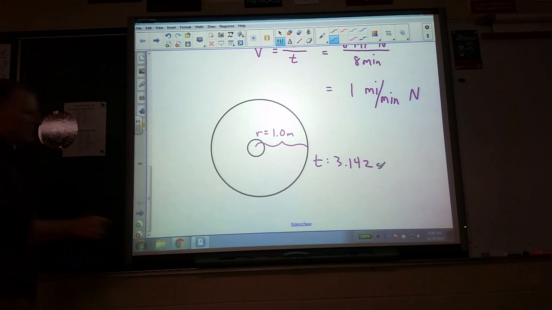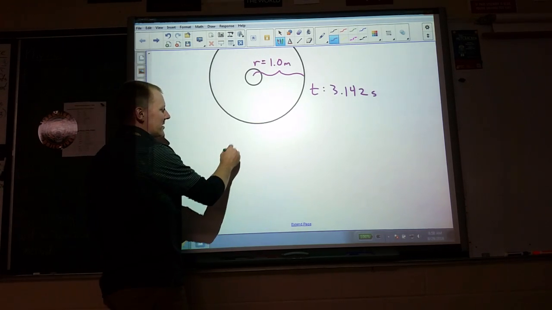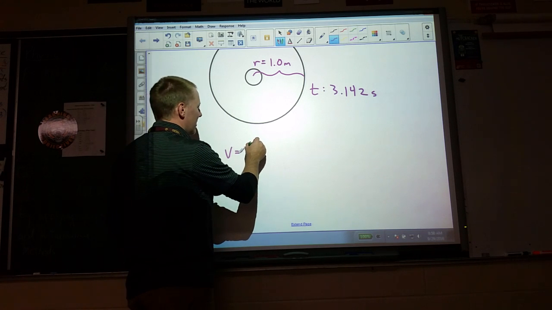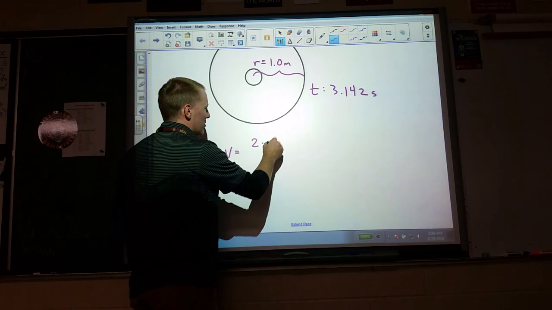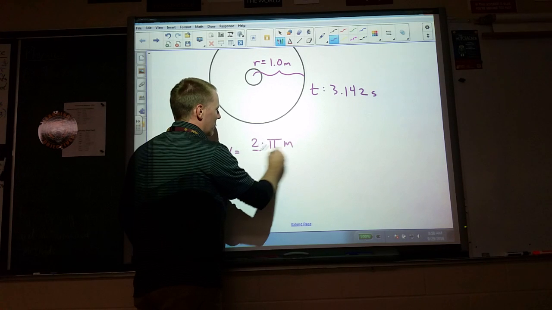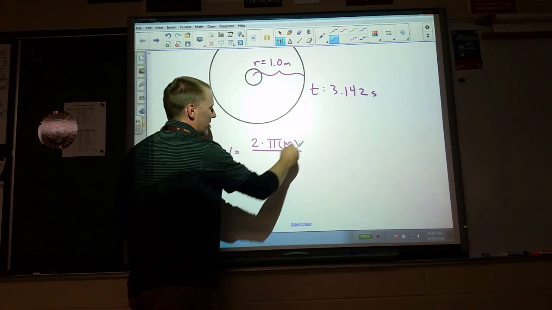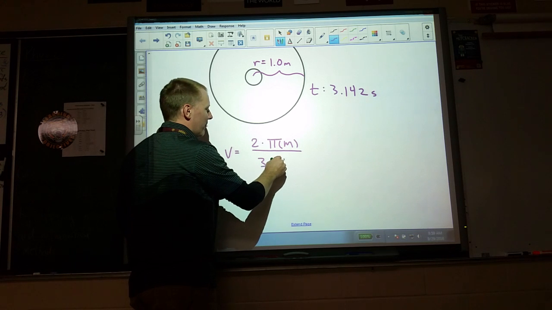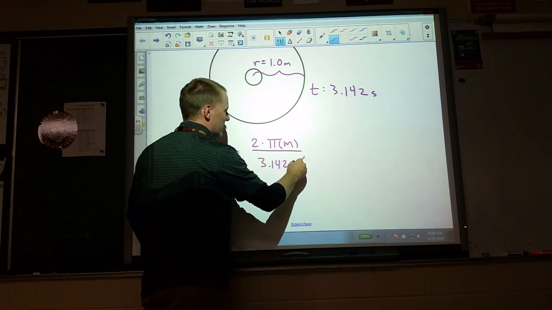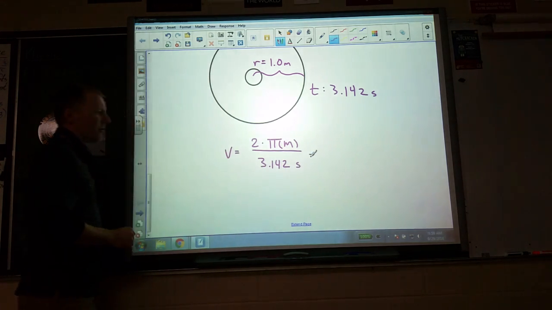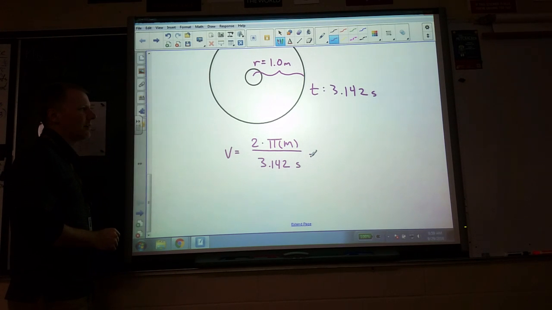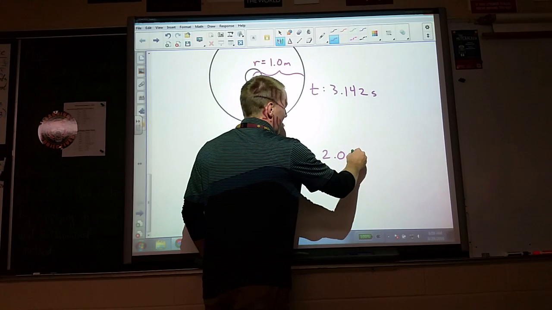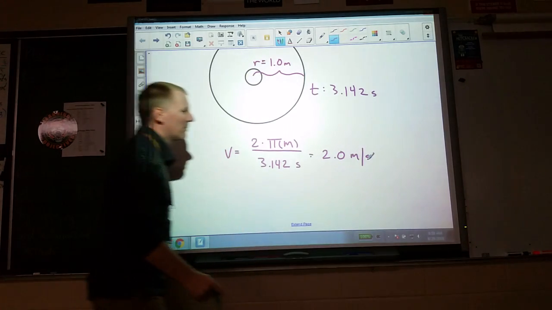So if we want to find the speed, we'd find the distance that it's traveling, which is 2 times pi times the radius. So 2 times pi meters. Put that in meters. And then the time is 3.142 seconds. So what would my speed be? 2 meters per second. 2.0 I could even say. Meters per second.